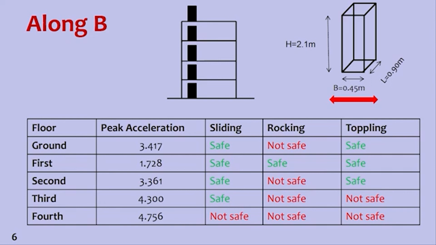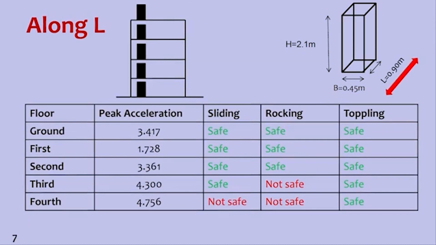That means these objects are not safe in these regions, written in red, and safe in the others. What is needed is a solution of tying these non-structural elements on that floor, as shown in the figure along one direction. In the other direction we can look at the safety, because the dimension has changed, so that parameter will change. Here it is safer in many cases, except on the third floor in the rocking condition and on the fourth floor in the sliding and rocking conditions.